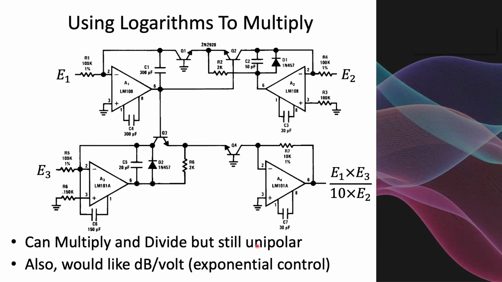It still can only handle positive signals. We'd also really like a control of dBs per volt. That's very convenient for a lot of audio uses. So, exponential control. I'm going to move from this complicated circuit to a much simpler circuit that actually does that.